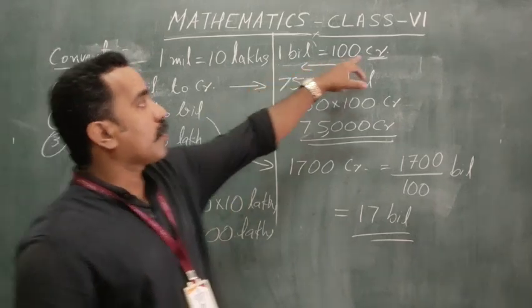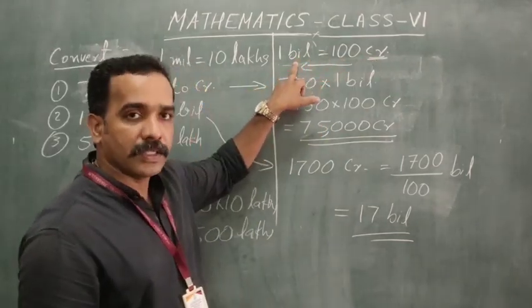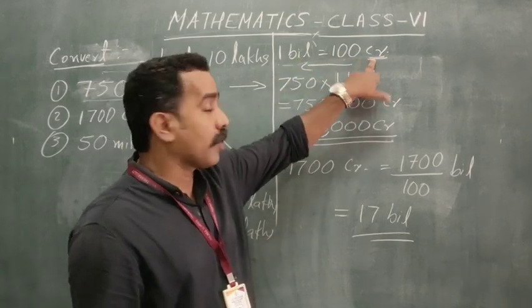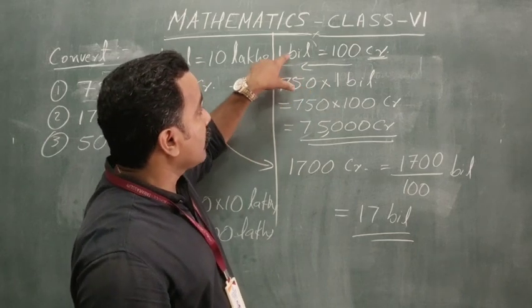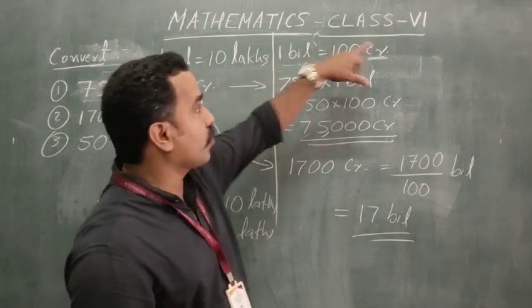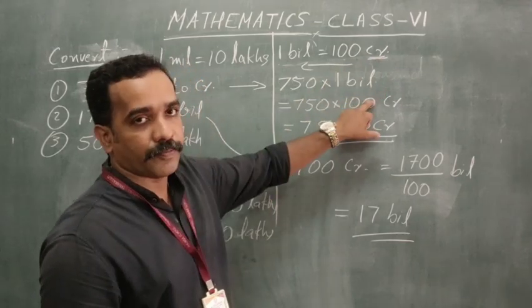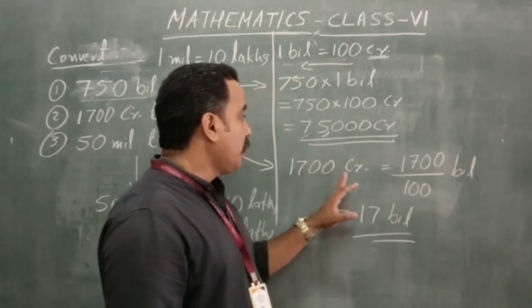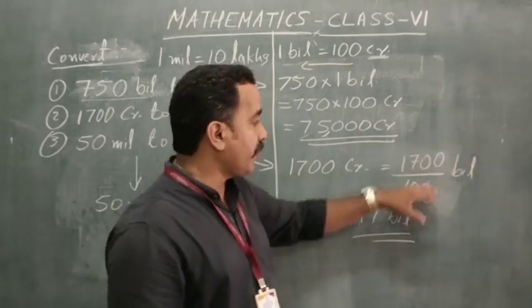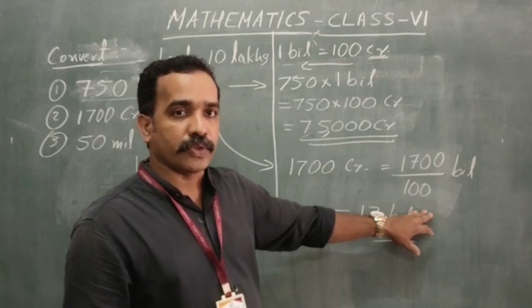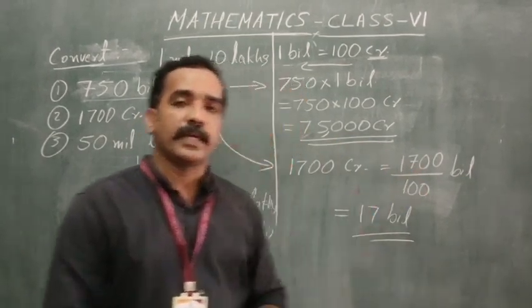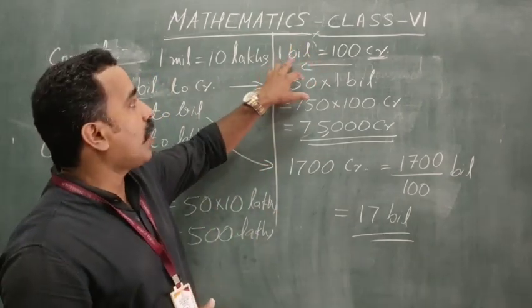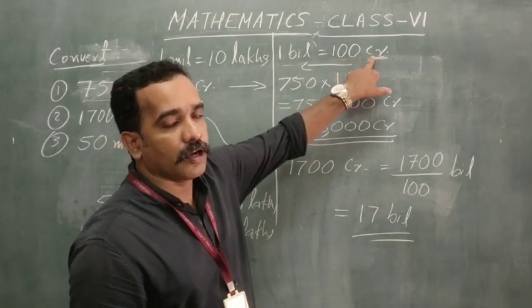We know that crore is small, billion is big. Billion is larger than crore. That is why when you are converting big to small, billion to crore, we have to multiply. But crore is small, billion is big, so crore to billion we are dividing. Understood? Why is billion big and crore small? The reason is, I told you already, 1 billion is equal to 100 crore.